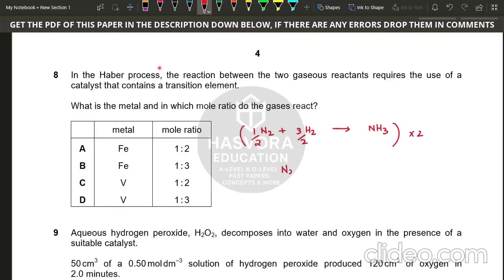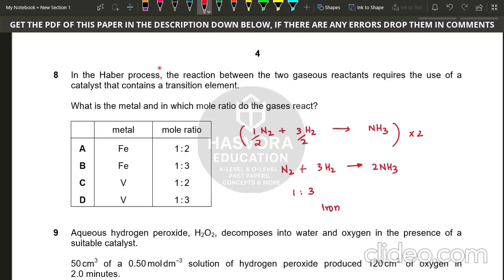This will become N2 plus 3H2 gives 2NH3. Sorry, just give me a minute so I can erase this. So, 2NH3. Now what is the ratio between the gases? It is 1 to 3. And now what is the catalyst used? You should remember it. It is iron, Fe.